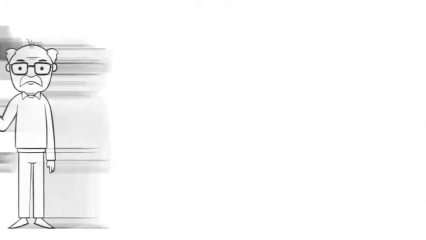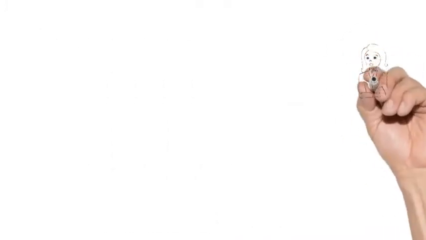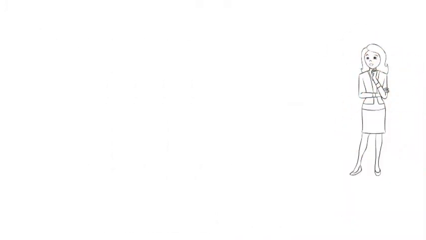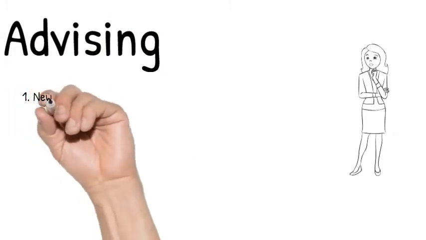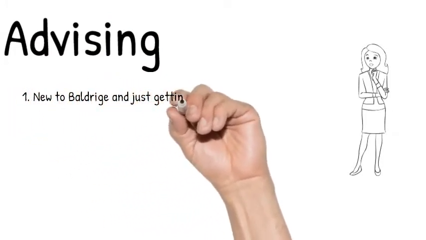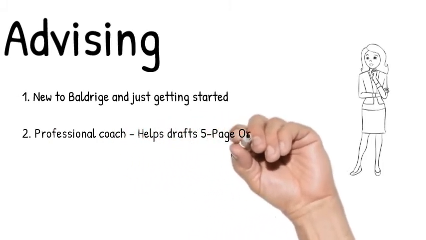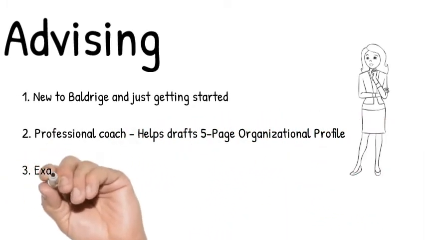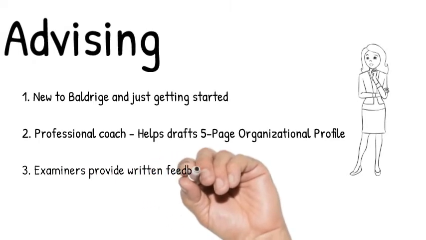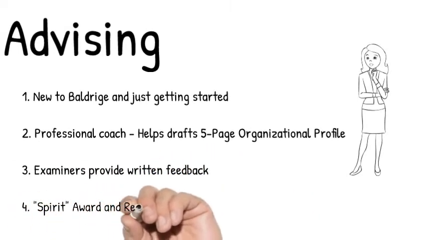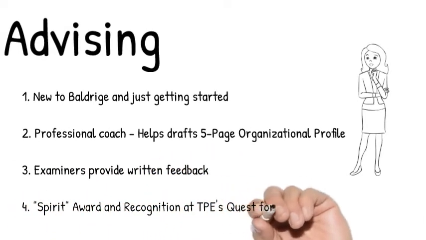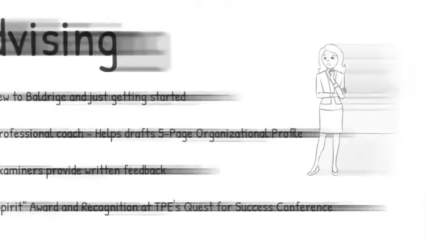In Advising, you will work with a professional coach who will help your organization in understanding the Baldrige framework and writing the 5-page organizational profile. Two TPE examiners will review your profile and provide a written feedback report. Upon completion, the organization receives a Spirit Award and is recognized at our conference in September.